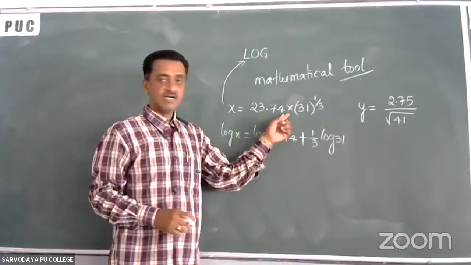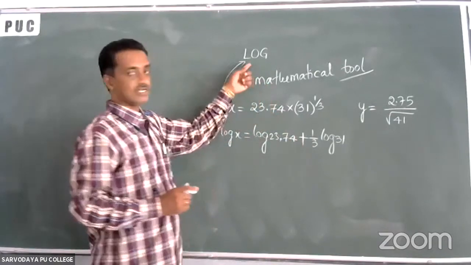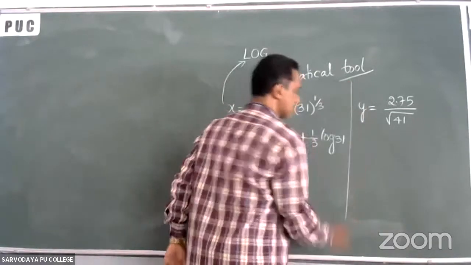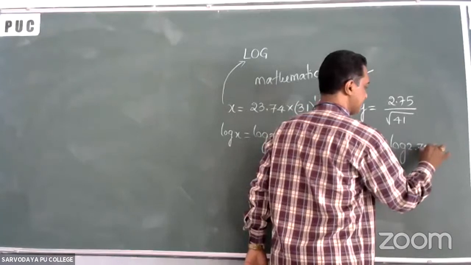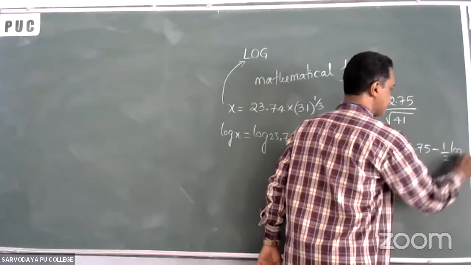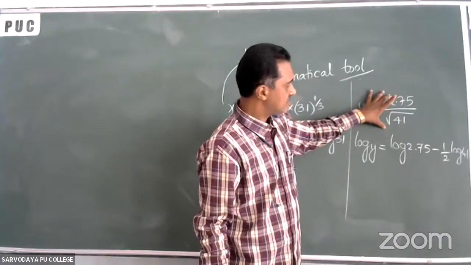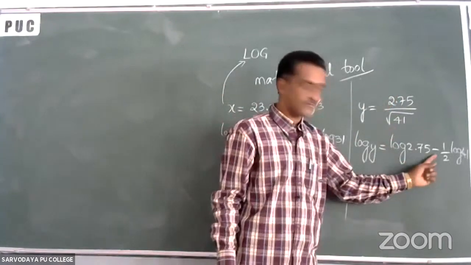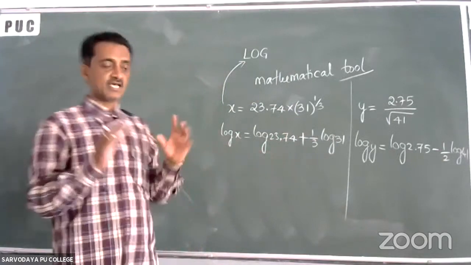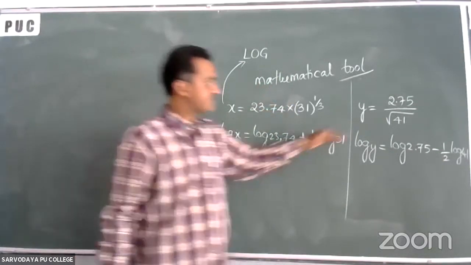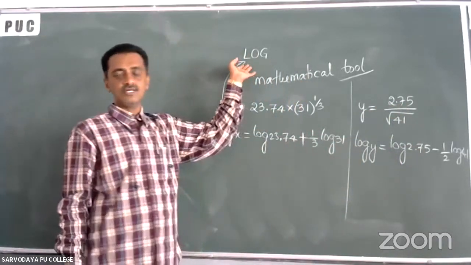So what are we doing here? We have converted multiplication into simpler addition with the help of the mathematical tool called logarithms. Similarly here, log of y is equal to log of 2.75 minus 1/2 into log of 41. We have converted this quotient of two functions into a difference of two functions. Earlier, multiplication of two functions was converted into addition. Addition is easier than multiplication, and subtraction is easier than division. So for that we have used this mathematical tool called logarithms.